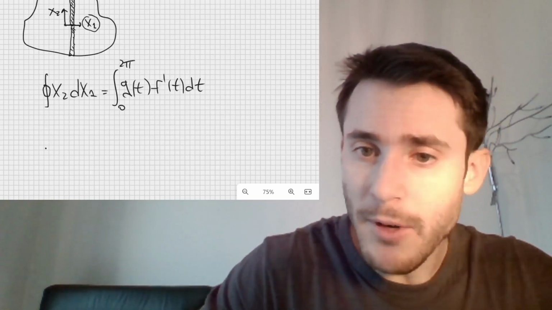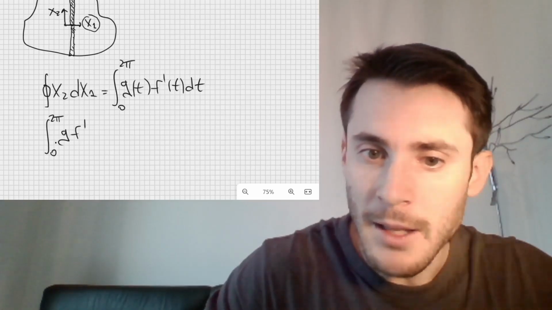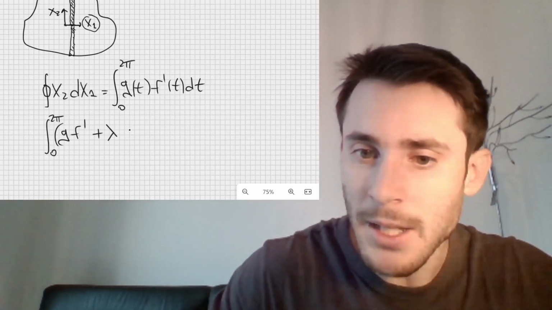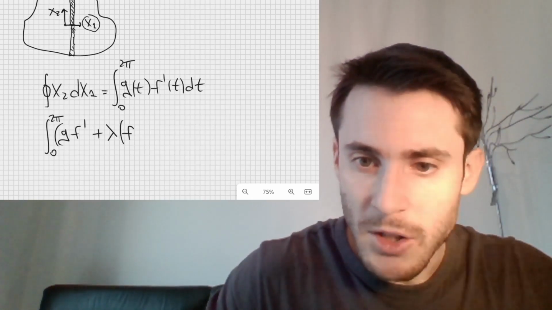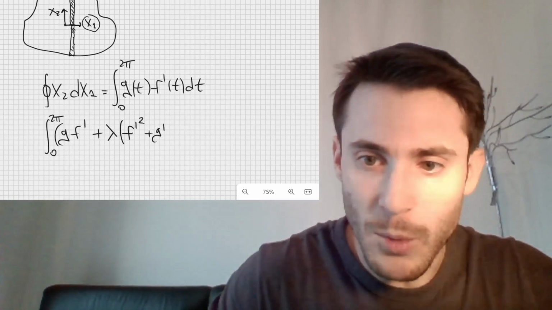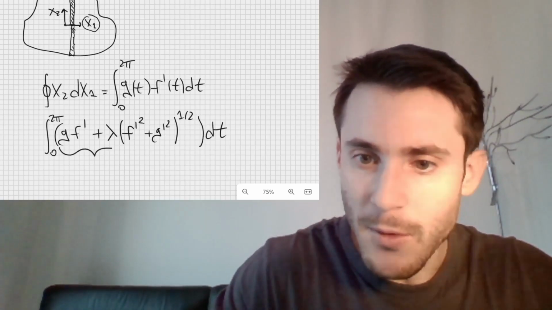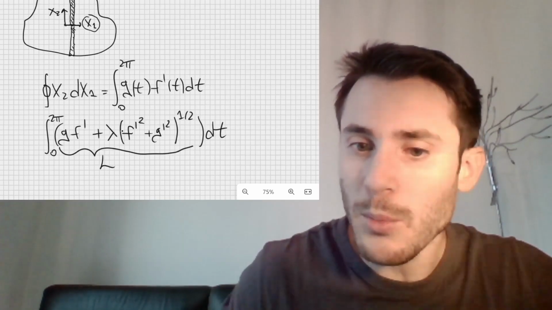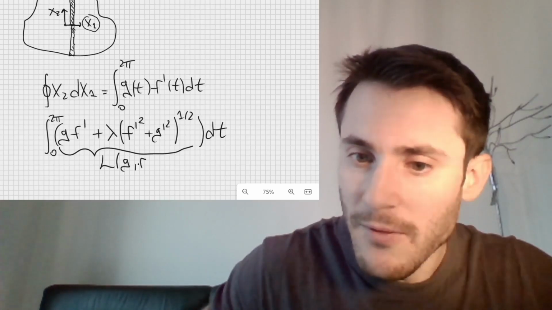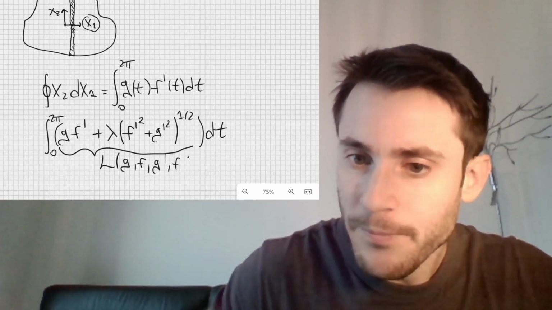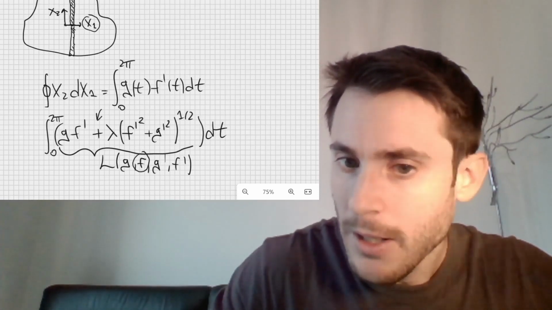And we can rewrite the problem like this: the integral from 0 to 2 pi of g f prime, and then we have to keep track of the constraint. So we have lambda, which is the Lagrange multiplier, and this multiplies the following function: (f prime squared plus g prime squared) to the power of 1/2 dt. This is, if you want, our Lagrangian now. The Lagrangian depends on the variables g, f prime and also g prime. And you can see that actually there is no dependence upon f because it does not appear here.